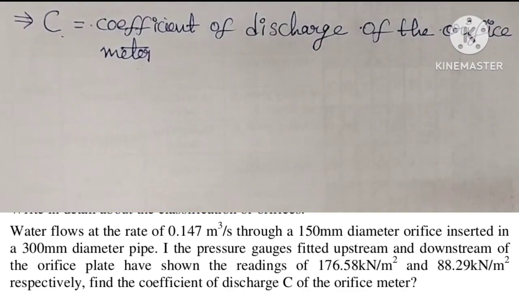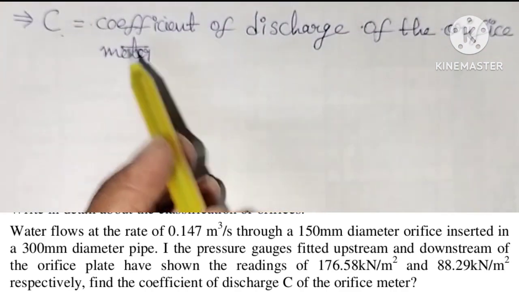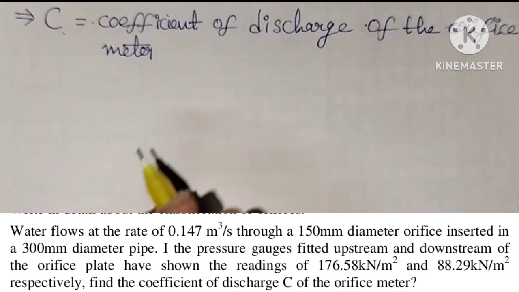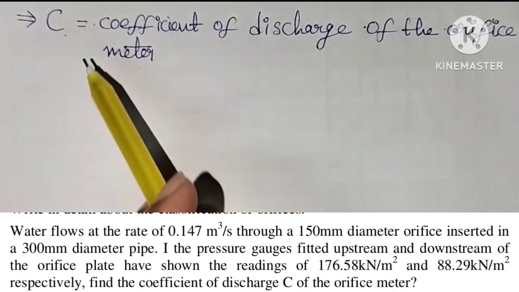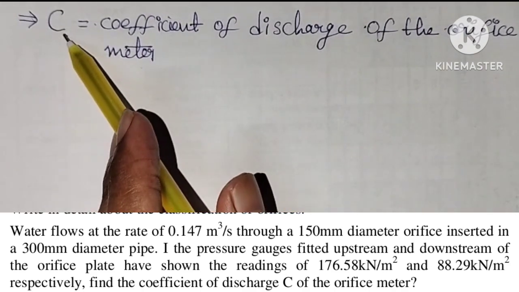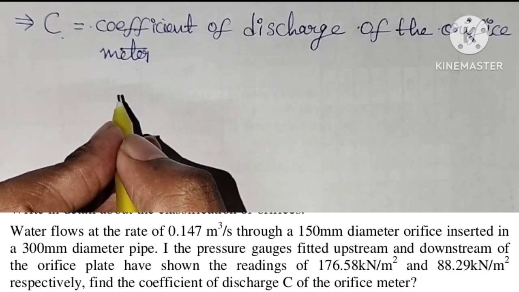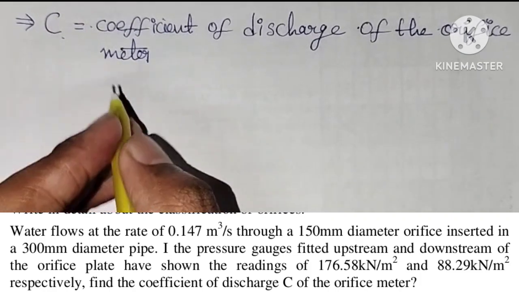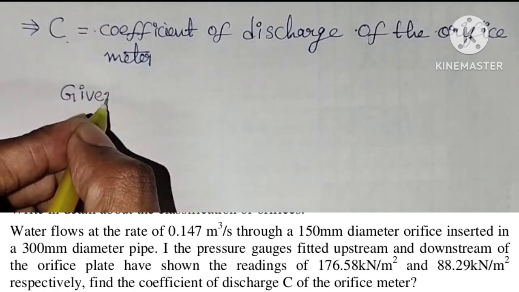Okay, so the given problem is an orifice meter problem. First of all, here capital C means the coefficient of discharge of the orifice meter, and we have to find capital C. So first of all, let us understand this question, and we have to write the given data.